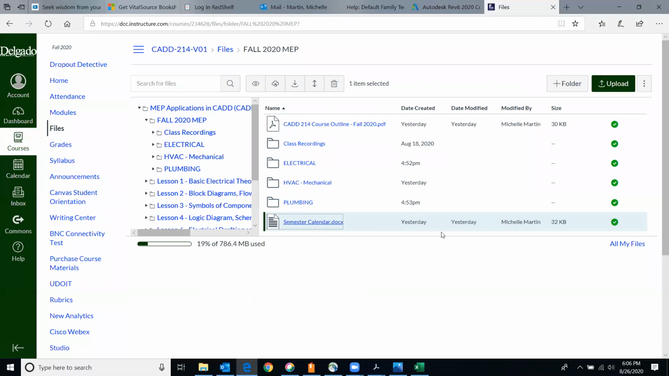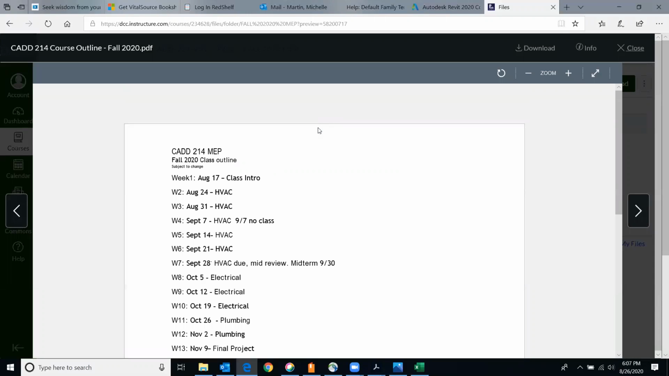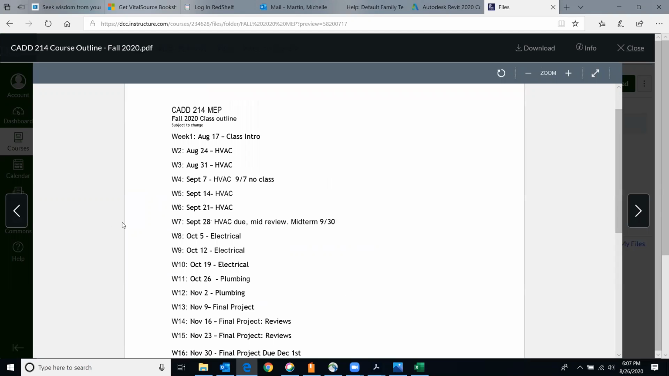The other kind of real important thing is this right here on top, the CADD 214 course outline. This is going to give you an outline of how we're going to run for the rest of the class. I have it broken down by weeks. First is the Monday of each week. So we are currently in week two, August 26th.